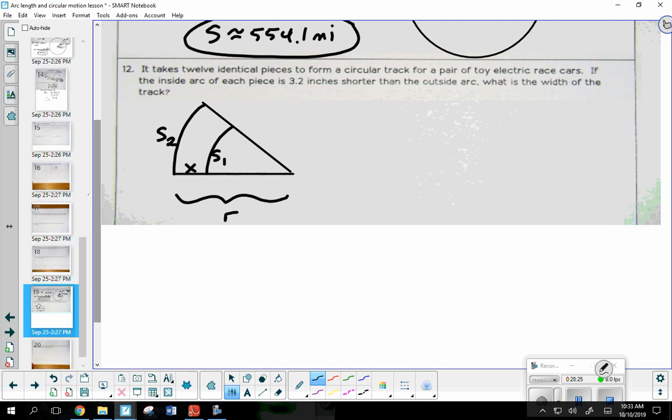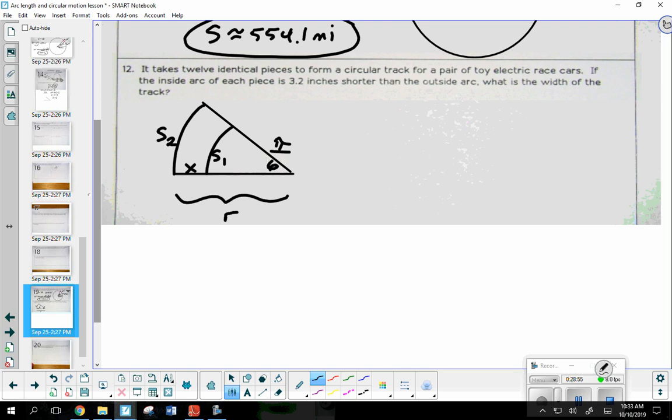One-sixth pi. How'd you get that? Well, a circle is 2 pi, and it takes 12 identical pieces to form the circular track, right? He's absolutely right. 360 divided by 12, or 2 pi divided by 12. We're only looking for pi over 6 radians. Is everybody okay with that?